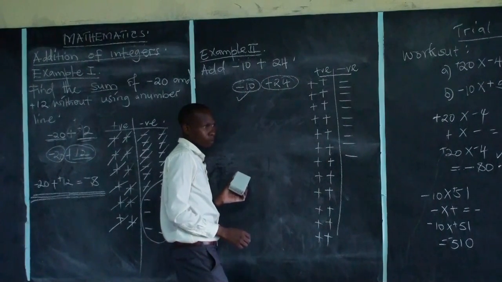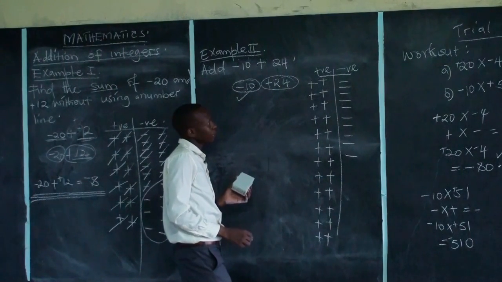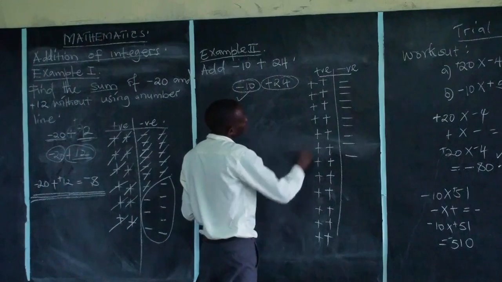13, 14, 15, 16, 17, 18, 20, 21, 22, 23, 24. They are 24. So if there are 24 signs, we shall now cancel them out.